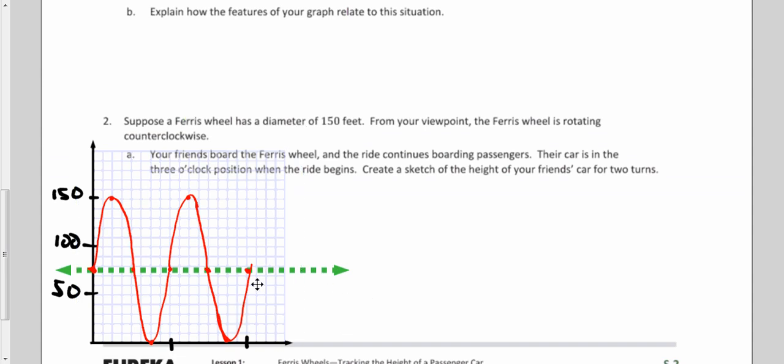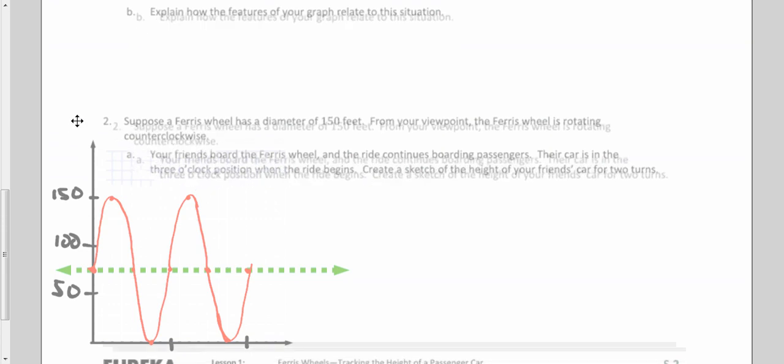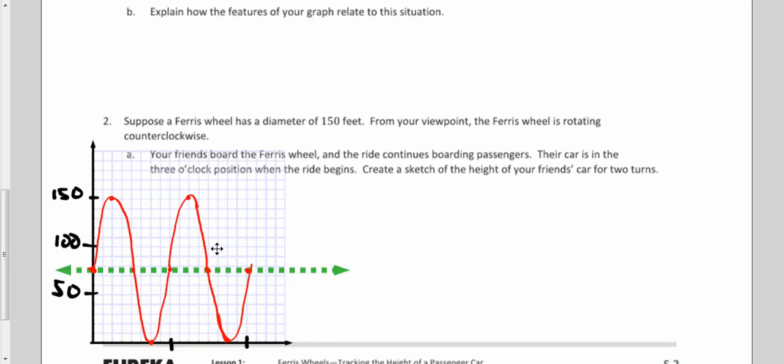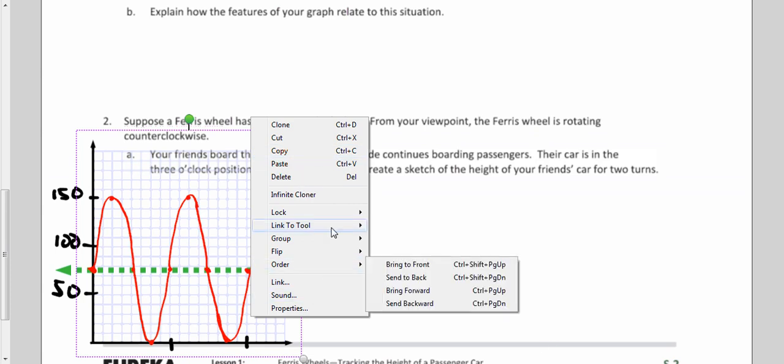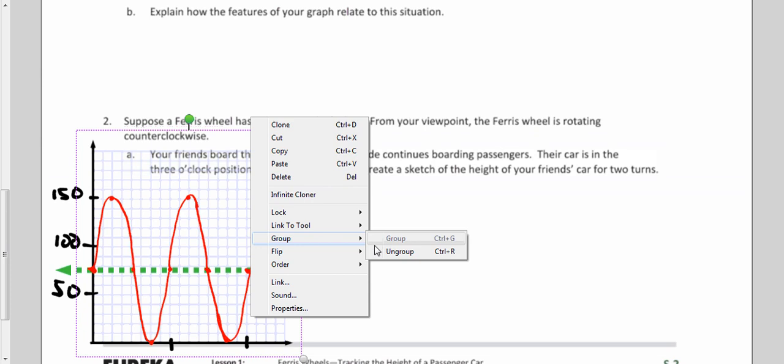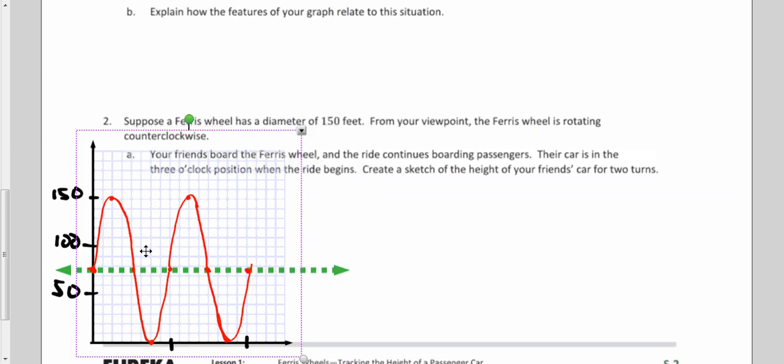I can't. Let's group. Man, it doesn't let me group. Oh my gosh. All right. So, we're just going to have to do it from this page.